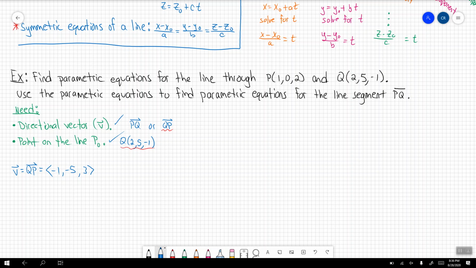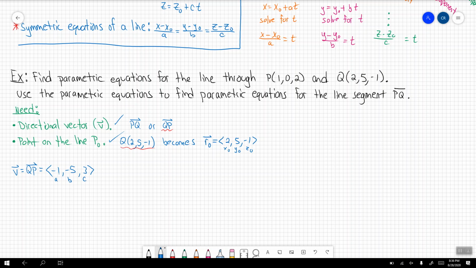So this point on the line now becomes, magically, vector R0, and this vector, again, is going to be shot from the origin to point Q, which will just be 2, 5, -1. Look at that. That's looking great. So this is now my x0, y0, and z0. My directional vector gave me my A, my B, and my C.